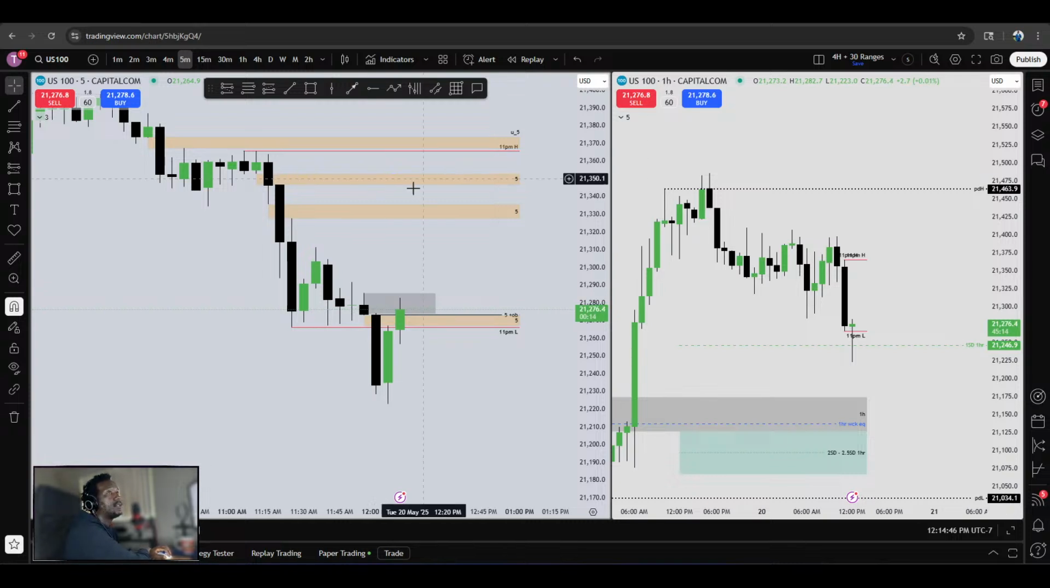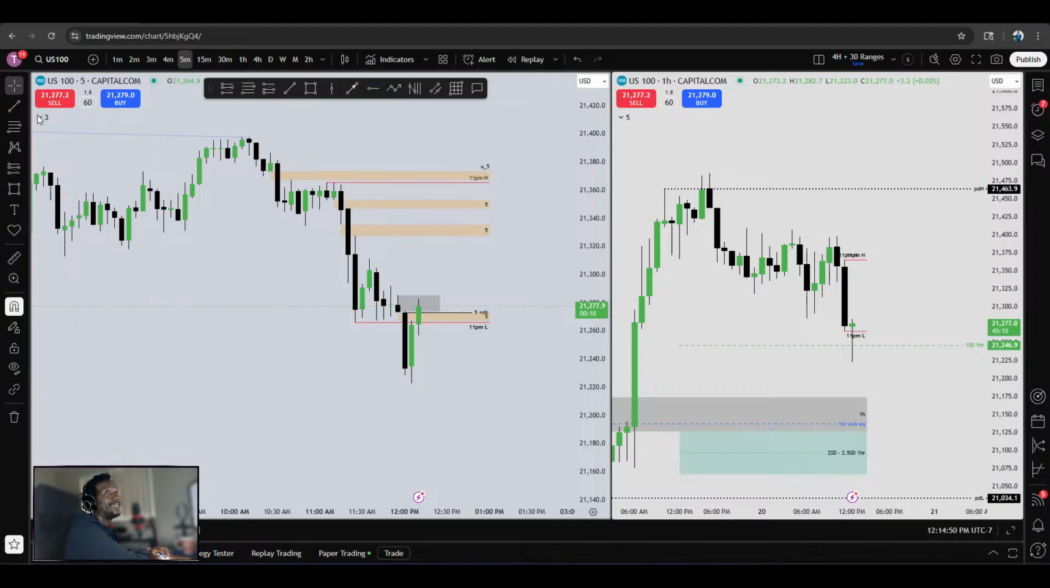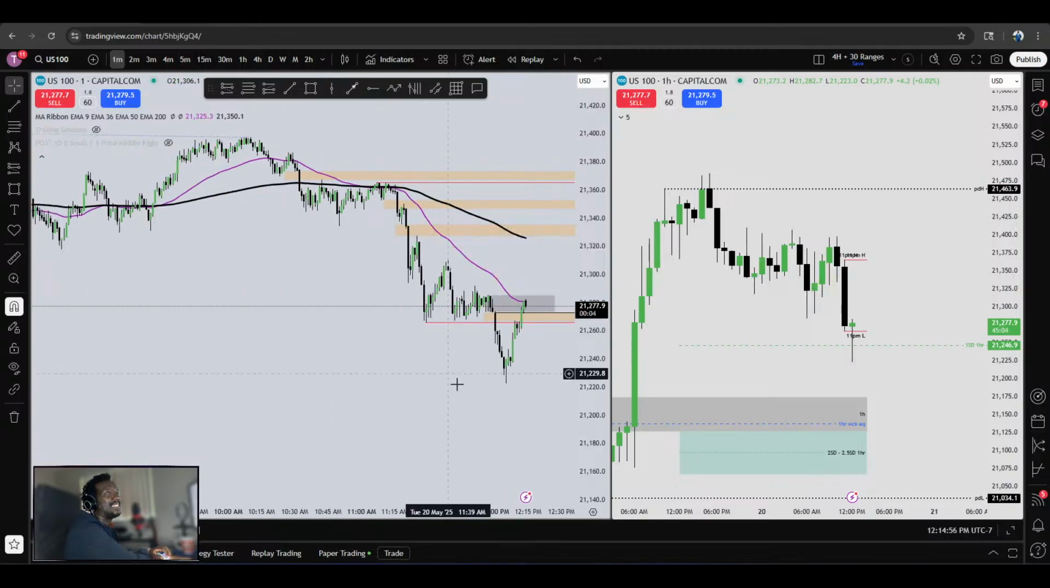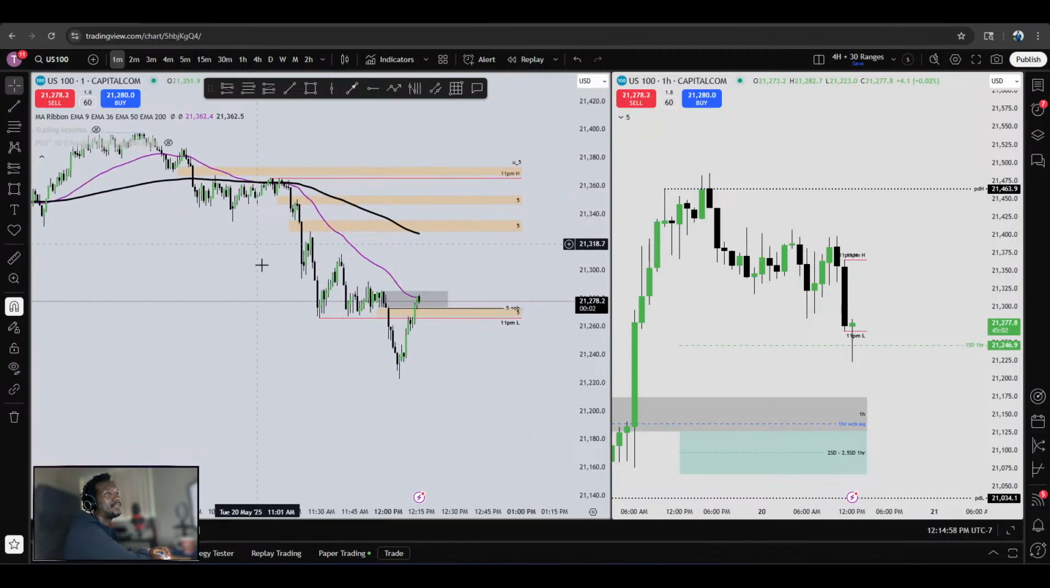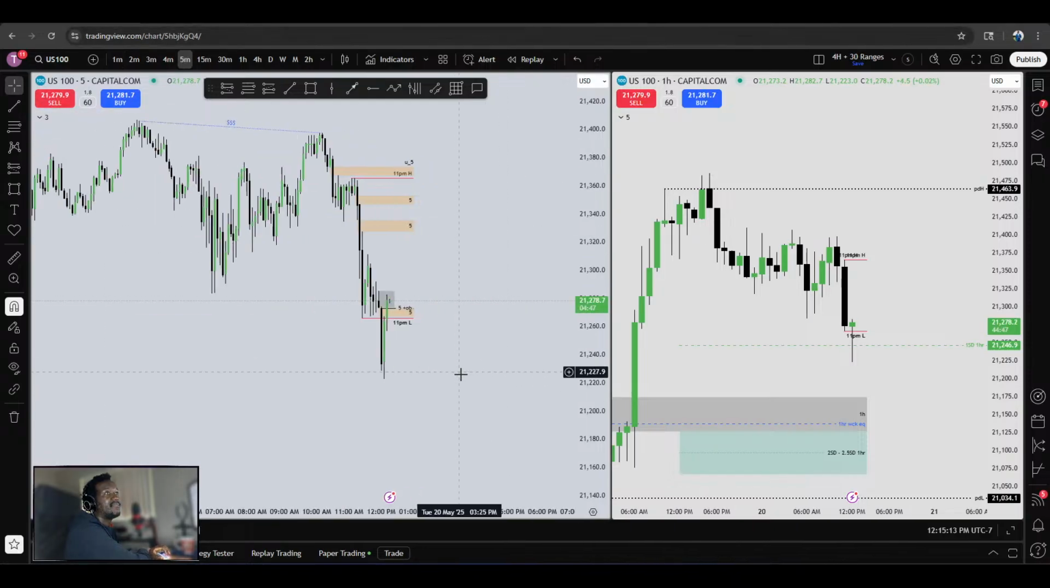Now 50 is below 200. That could be a problem there. And then the daily candle is bearish, so we could be trading against that tide here. Yeah, I don't know about this one. 50 cross 200. I wait for retracement to touch here, but yeah, I don't know. So what do we have now?